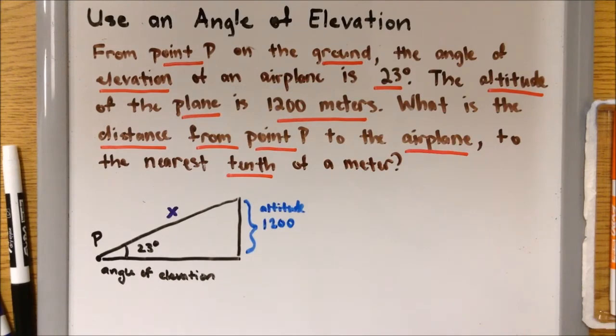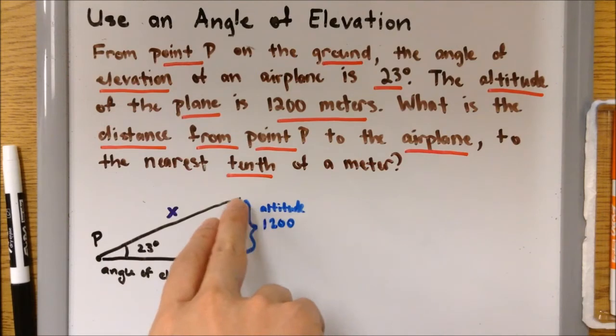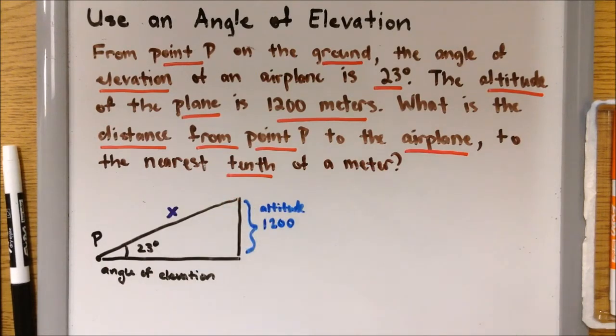So, when it comes to angle of elevation, there are fewer steps compared to angle of depression. That means there are still multiple ways, but it's going to be easier. If we were looking for x, the distance between point P and the airplane, which is at the top, we first have to identify our given information from this picture.